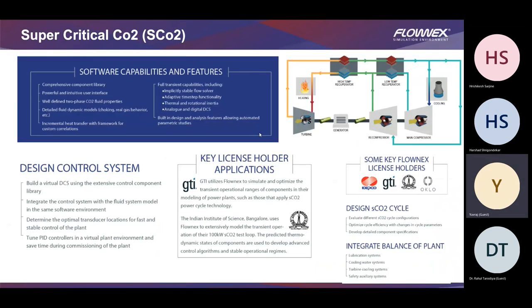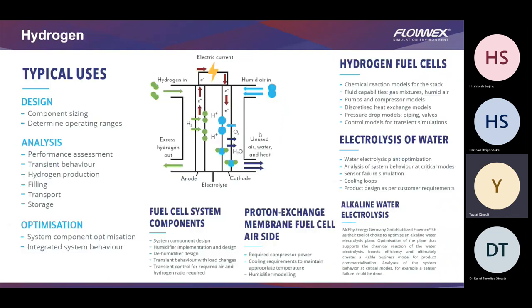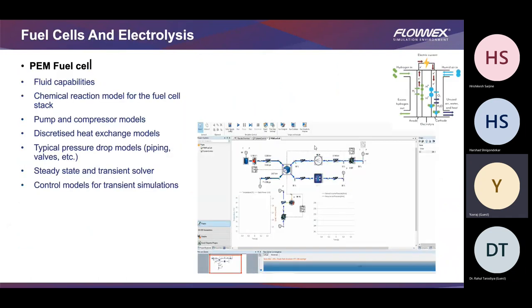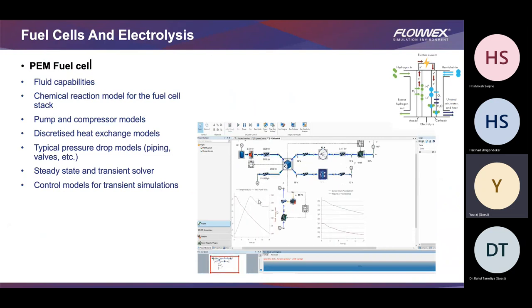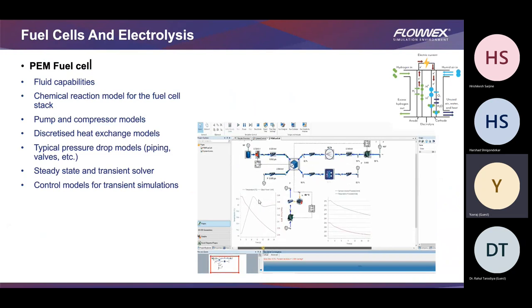Now I'll be telling some of the advanced systems that can be done in Flownex. First one is supercritical CO2. Then hydrogen fuel cell. This is an example of a PEM fuel cell, that is proton exchange membrane fuel cell. The modeling has been done in Flownex and analyzed in Flownex itself, based upon this, what the stack power is with respect to time. That is a transient analysis that has been done here.